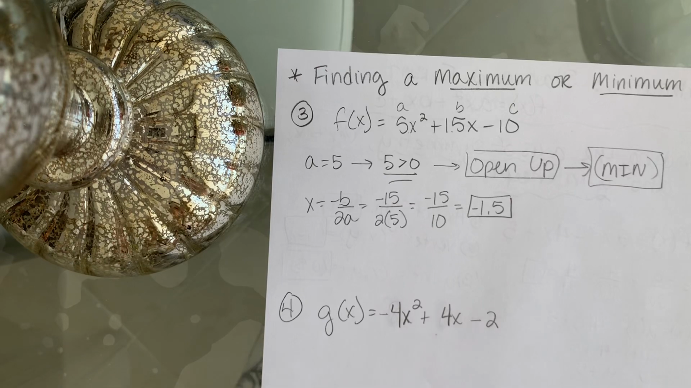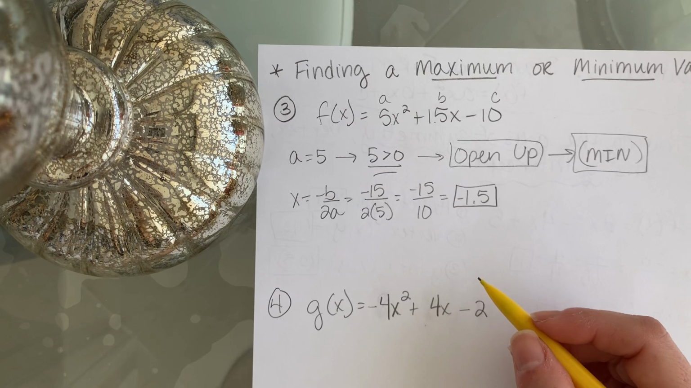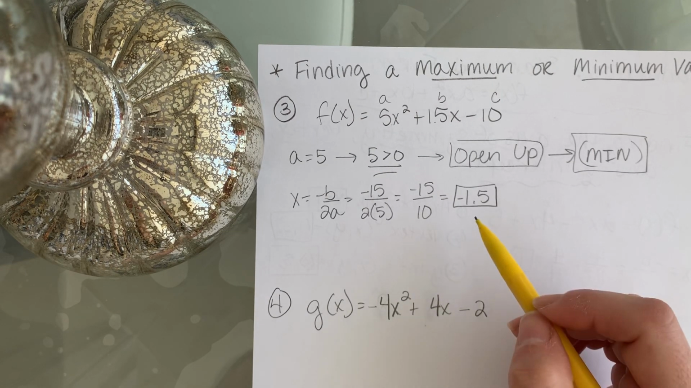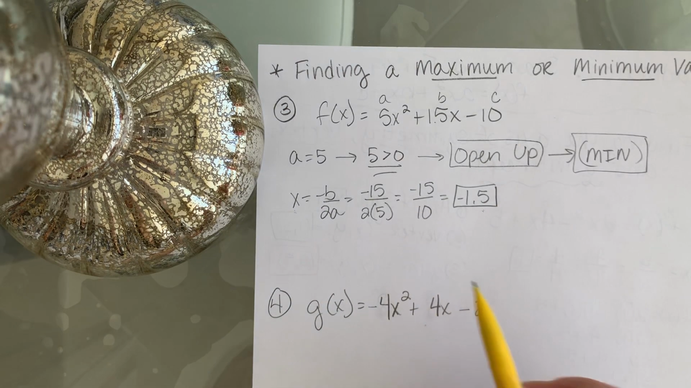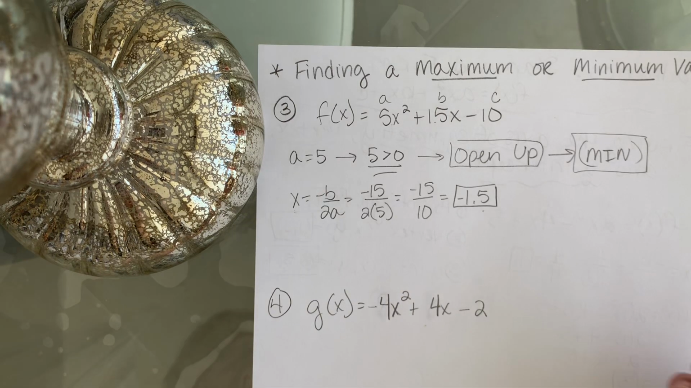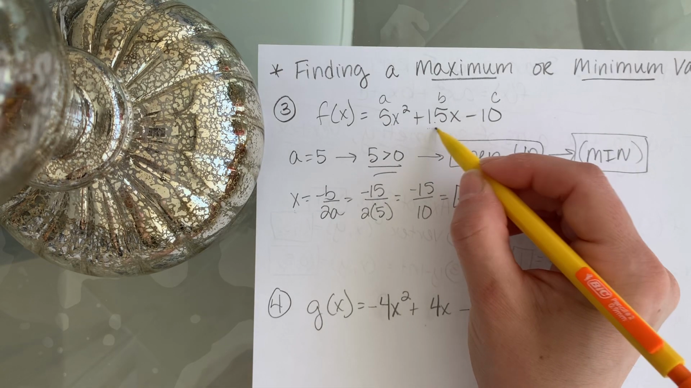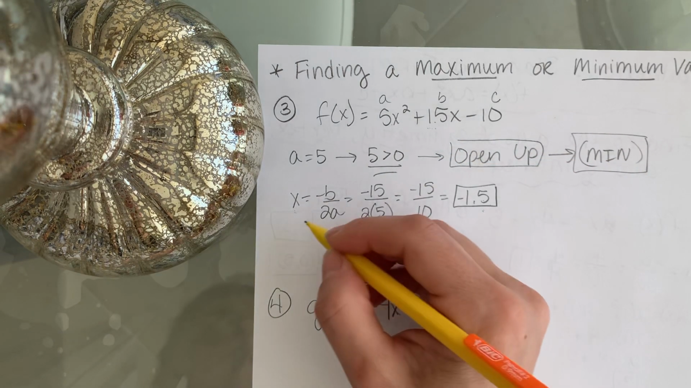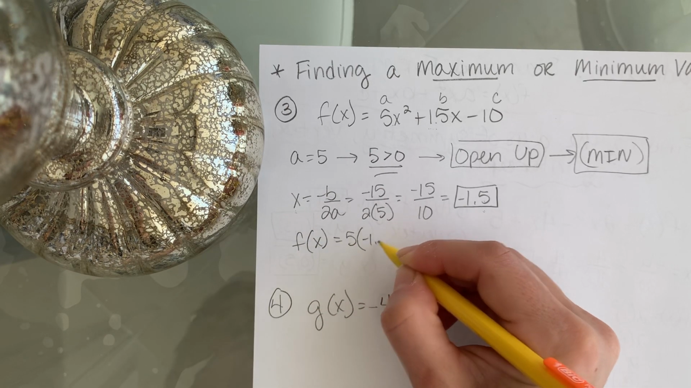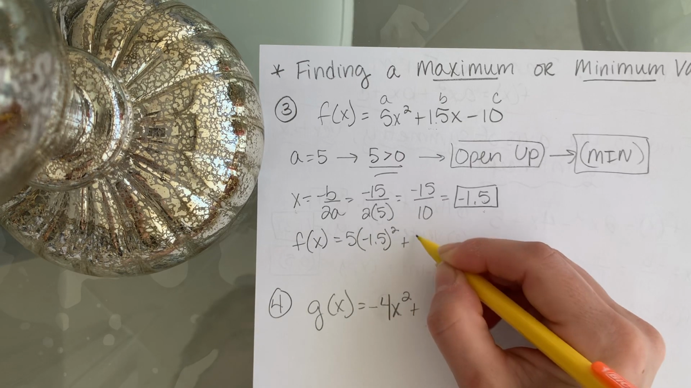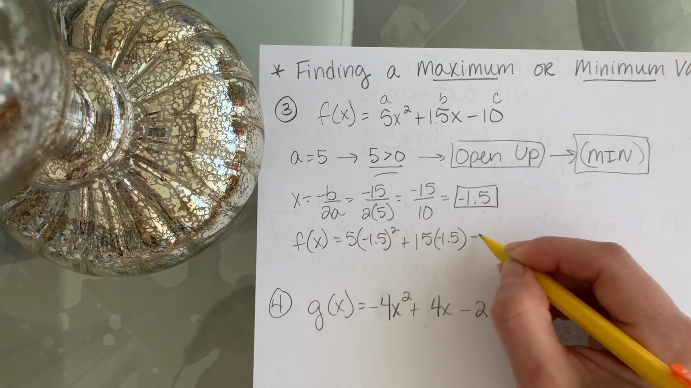Okay, so the value we're trying to find is always the y value in our vertex, but we just found the x value of our vertex. We need to find the y value because that's our final answer. So how do we find the y value of the vertex now that we have the x? We got to plug this back into our x's. So we have f of x equals 5 times negative 1.5 squared plus 15 times negative 1.5 minus 10.